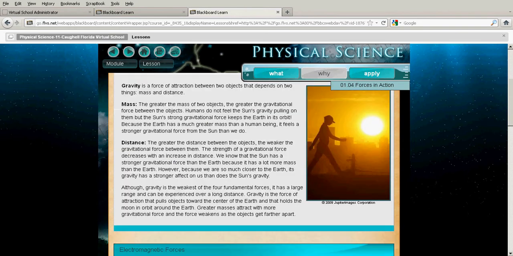Let's move on to gravity. Gravity depends on two things, mass and distance. The greater the mass, the greater the gravitational pull. Let's think about a 300-pound person and a 30-pound person jumping on separate trampolines. Who will get a larger jump, the 300-pound or the 30-pound? Of course, the 30-pound person can jump higher than our 300-pound person because they have less mass, which means they have less gravity exerted on them. And then distance. The greater the distance, the weaker the gravitational force upon them.